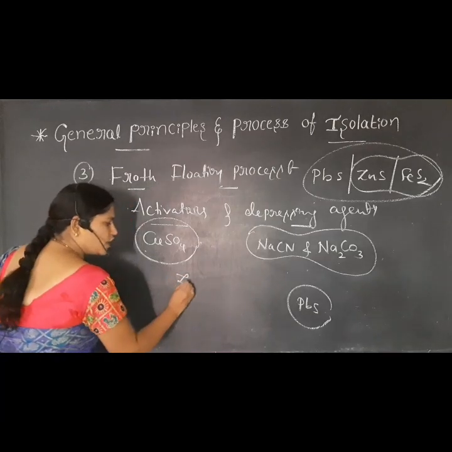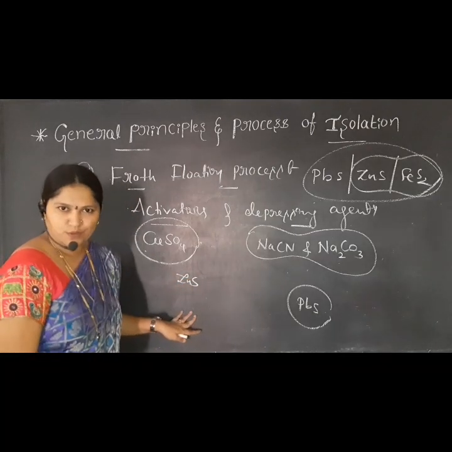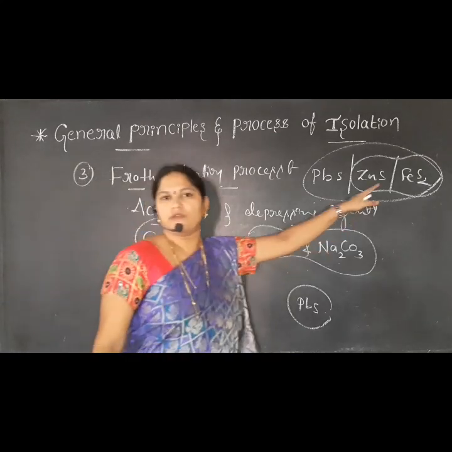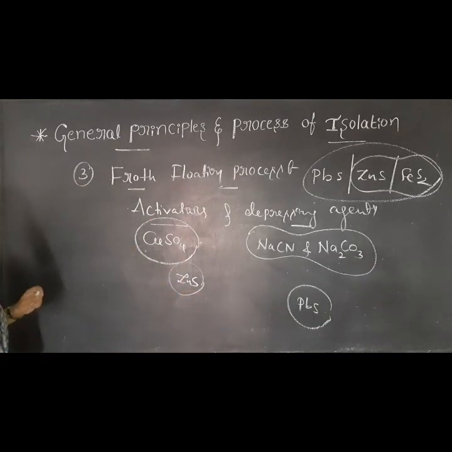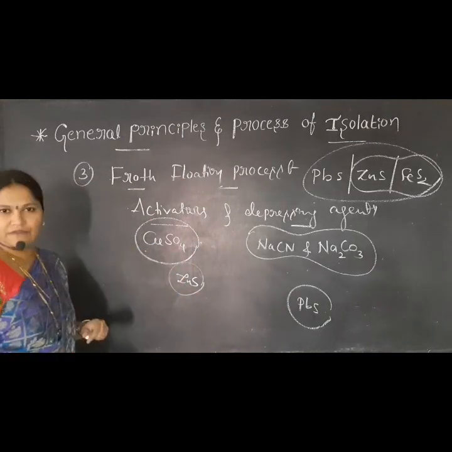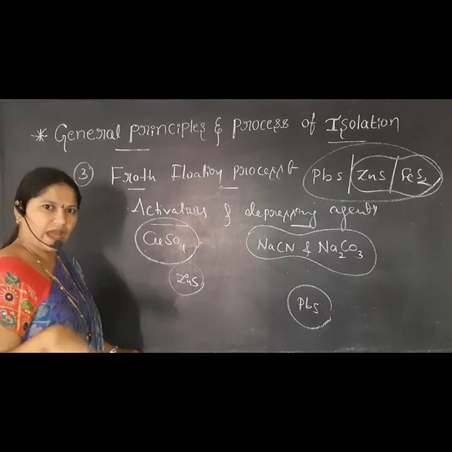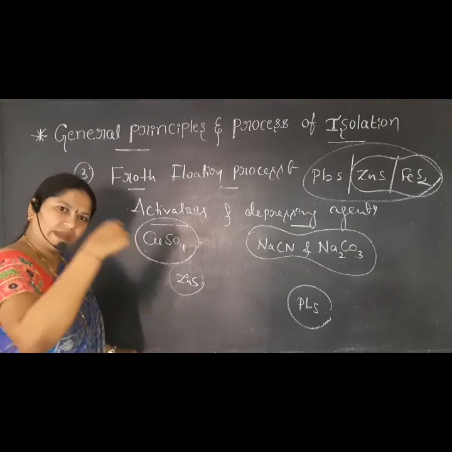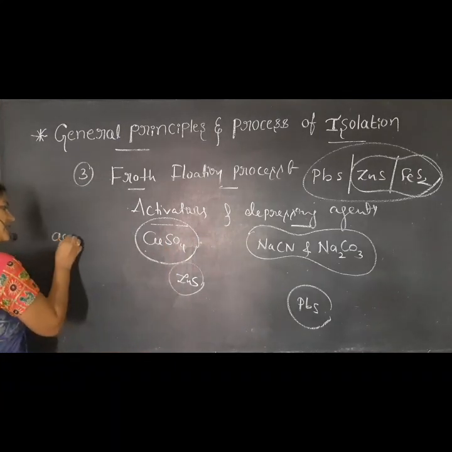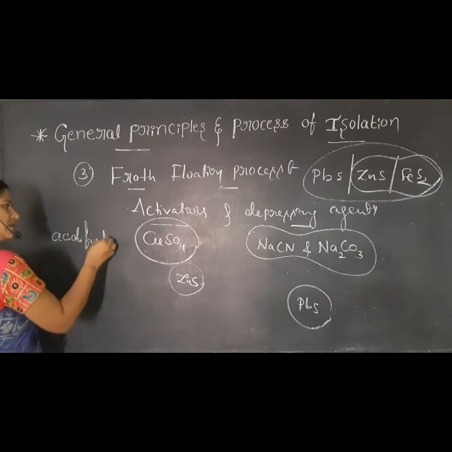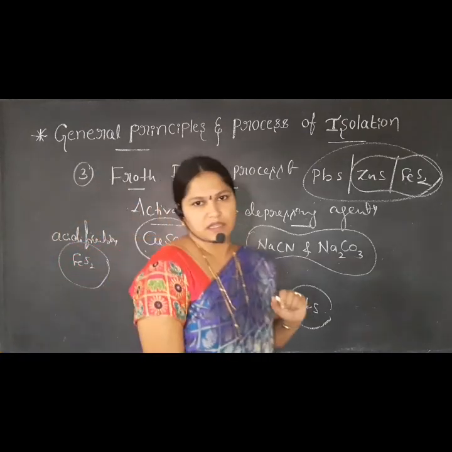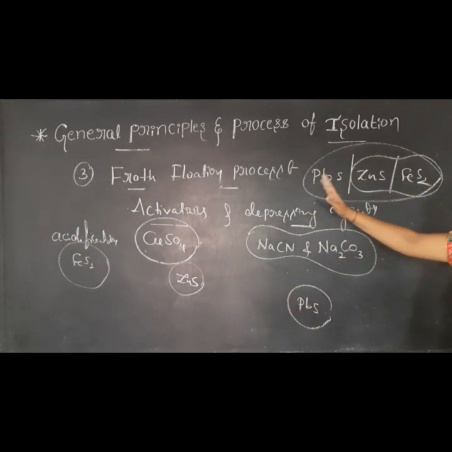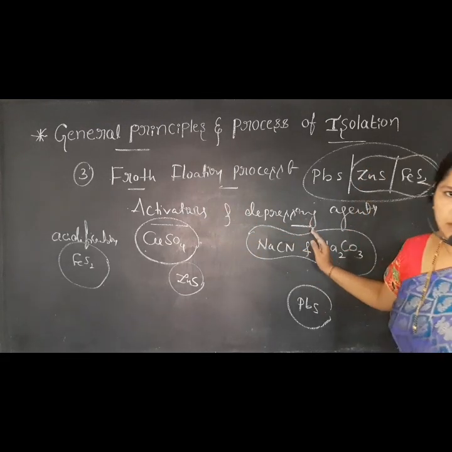Okay, so copper sulfate will act like an activator for ZnS. So ZnS can be extracted by adding copper sulfate. What is left behind? Only FeS2 now, nothing but pyrites, iron sulfide, pyrites we call it. So this is finally left in the material, only FeS2 is there. How to extract that? Again through acidification. Acidification of FeS2, we are going to get FeS2. Extract only. So, this is how the separation of PbS, ZnS and FeS2 will be made by the use of activators and depressing agents.